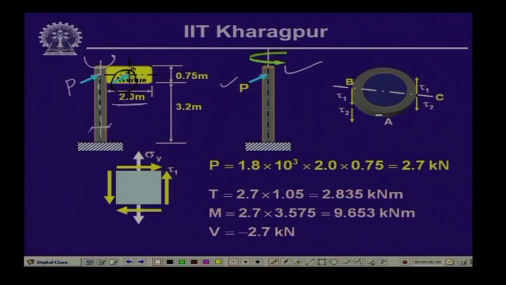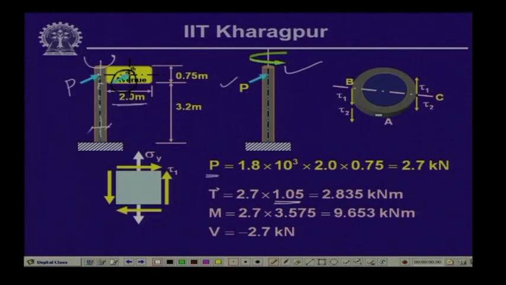So, if we shift this particular load to the center of this vertical member, it is 1 meter and this is 50 millimeter. So, 1.05 is the distance. So, the twisting moment T is going to be equal to this load multiplied by the distance 1.05. Now, how much is this load P?